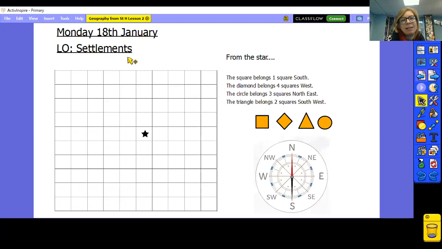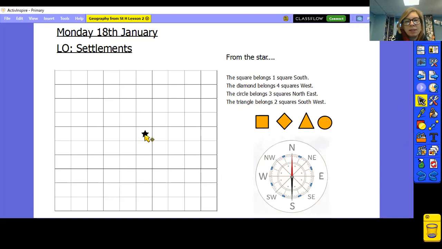Today we are looking at settlements. So we're going to be thinking about what different settlements are, because obviously in our topic we have been looking at Roman settlements. So today we're just going to learn a bit more about what a settlement is and some different types of settlement. So first of all, a little challenge for you to think about compass points.